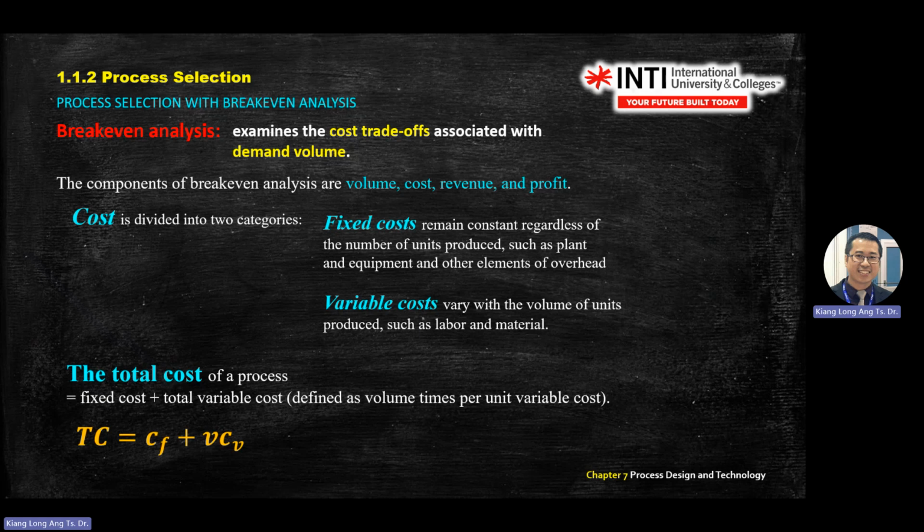Okay. So in the equation, you remember this formula, TC equal to CF plus CV times V. This is total cost. CF is fixed cost. And because variable cost is variable, you need to multiply by one variable. Like for example, 1 hour, 10 ringgit, you multiply by 10 hours. So you get the total cost. Okay, this is how you calculate.